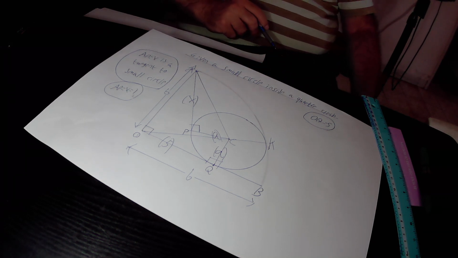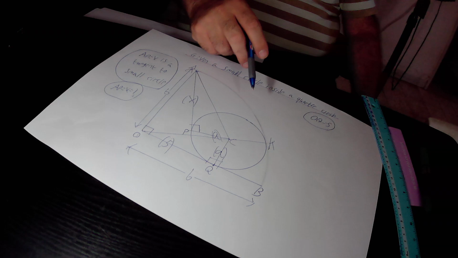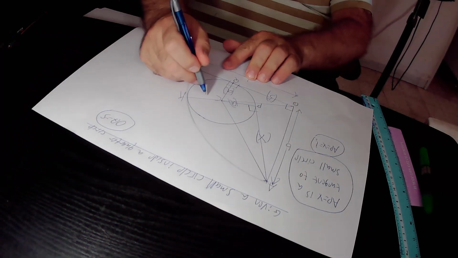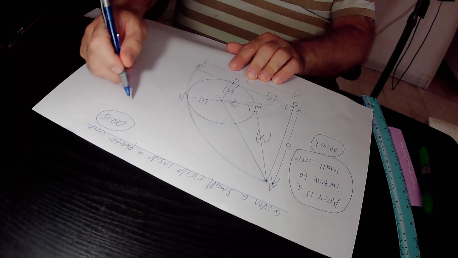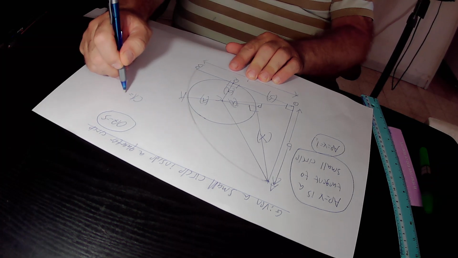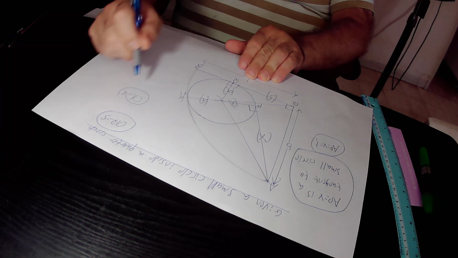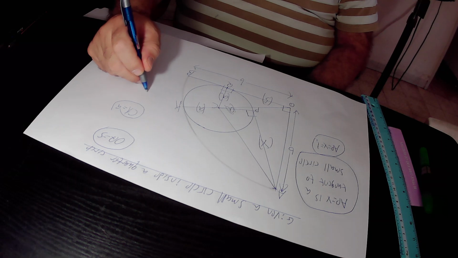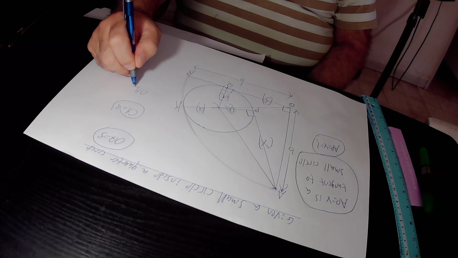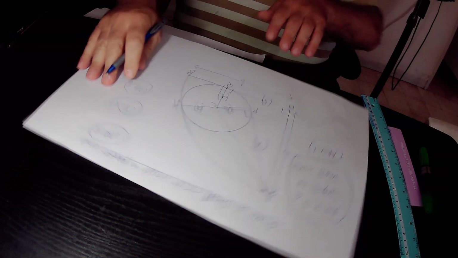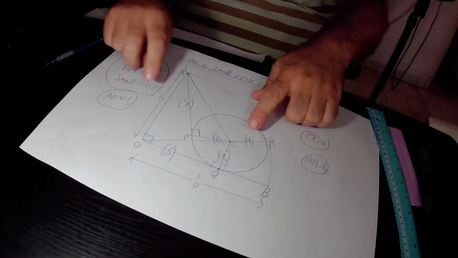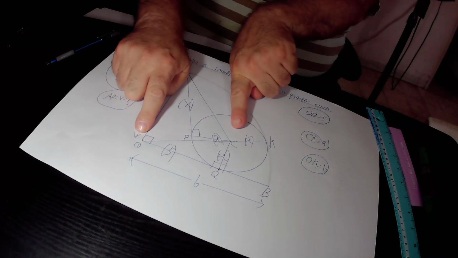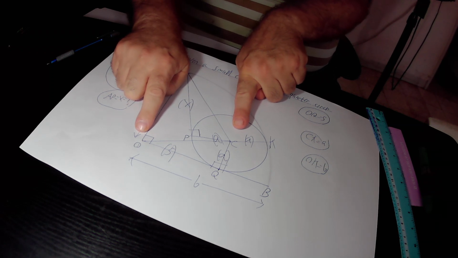CK is the radius of this small circle, that is equal to a. Line segment OK is the radius of this quarter circle, that is equal to b. What is the length of line segment OC? From the drawing, it is very easy to see that OC in total equals OK minus CK.